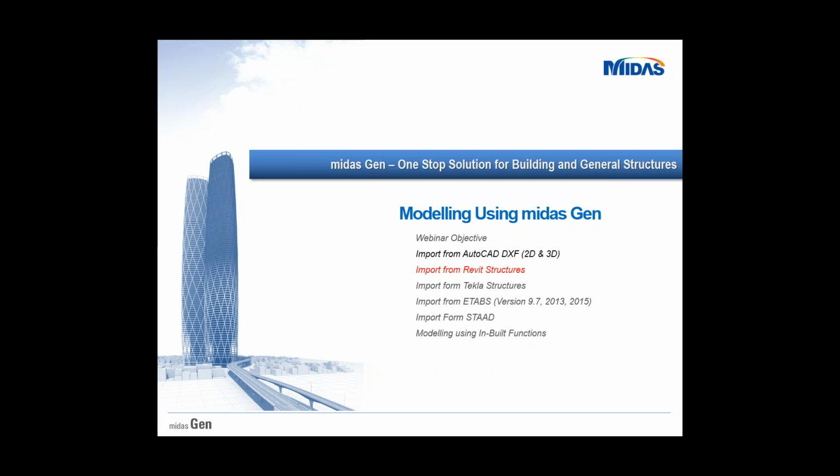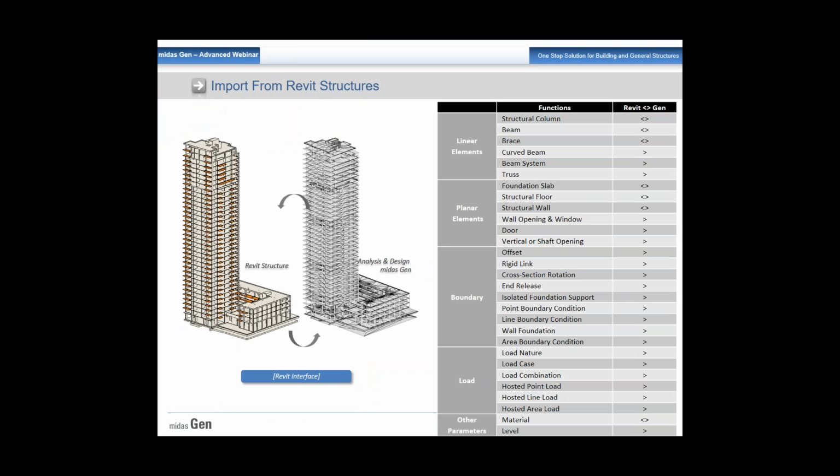Okay, now coming to the import from Revit Structure. When you are importing from Revit Structure, the complete structure with all the beams, slabs, walls, openings, doors, and everything can be imported. The structural columns, beams, braces. In Revit Structure, the link is a bidirectional link. But for the bidirectional link to work, the first initial model should be in Revit. Once you have your Revit model, you can import it to MIDAS Gen, and whatever changes you make in MIDAS Gen can again be taken back to Revit Structure. So you can import structural columns, beams, braces.